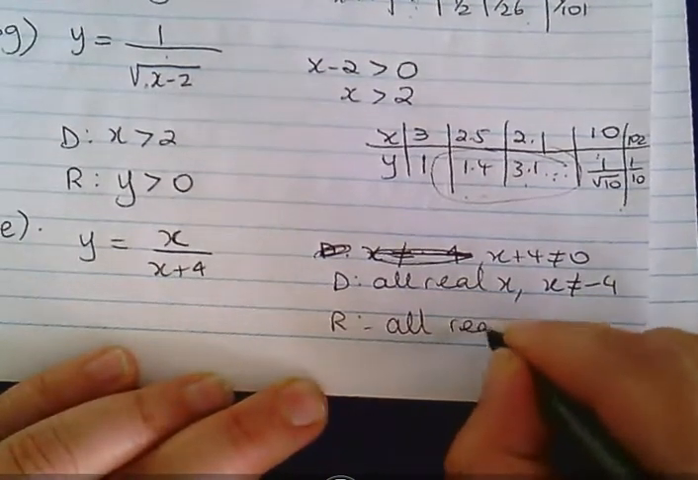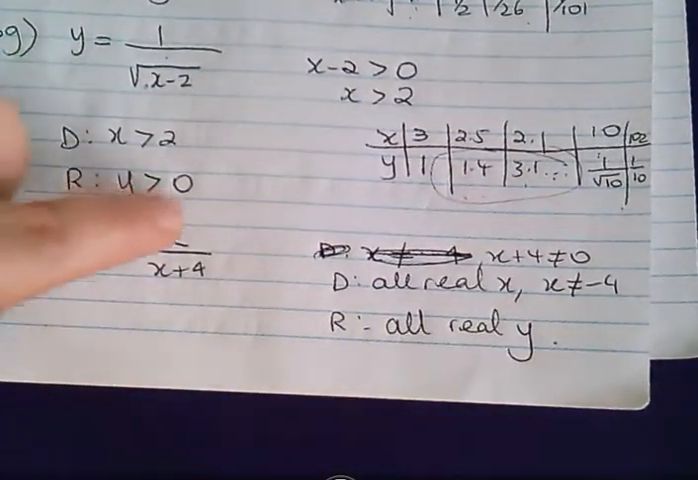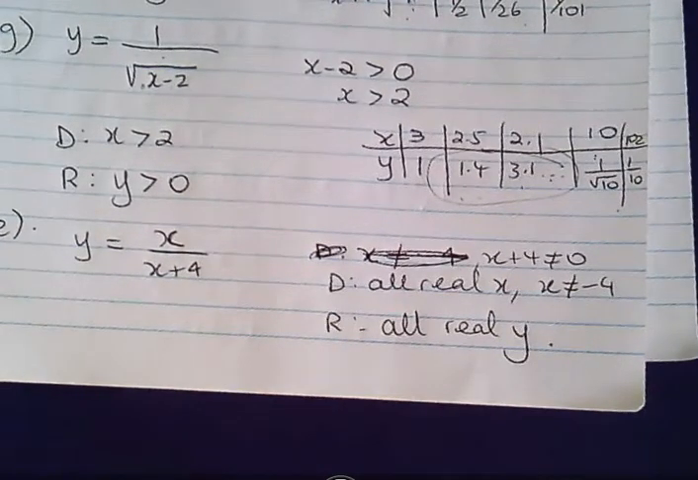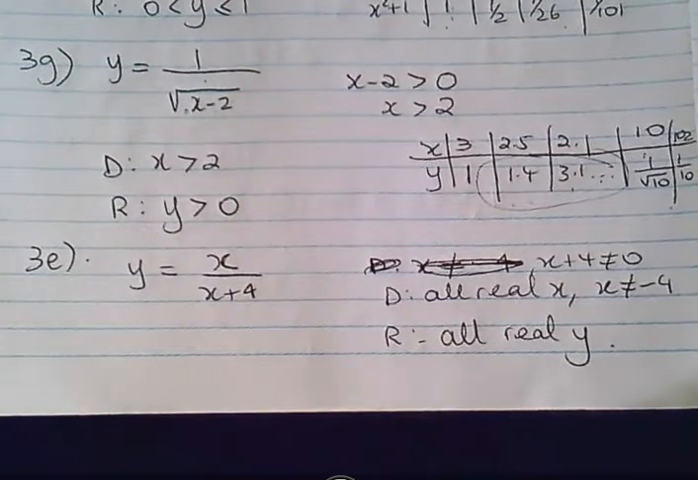So that's what you want to be looking for. Can I get positive answers? Can I get negative answers? Can I get 0? You try them all out, and then you think, no, I can have all those. All real y. Unless there were some square roots, then there are restrictions.